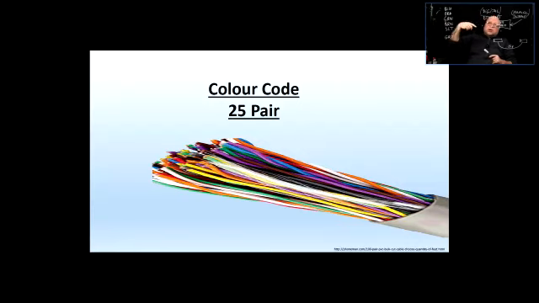Now, there are 5 groups, and each group has 5 designation colors. So the first one is the white group, and it contains blue, orange, green, brown, slate. The slate here means gray. I just wrote the 3-letter designations because that's the way things are presented. So yes, it's BLUE, but BLU is the one that stands for blue.